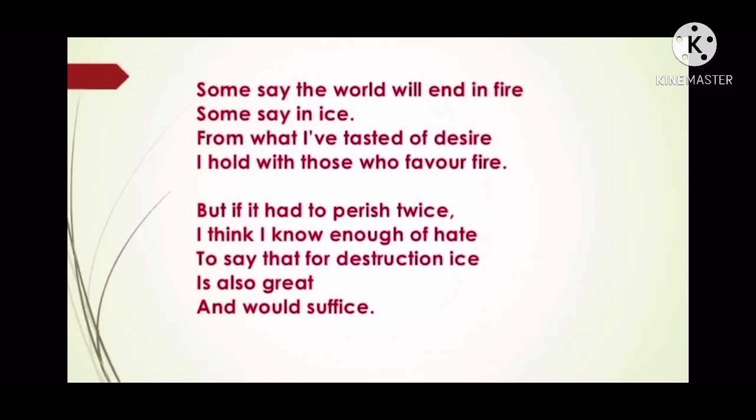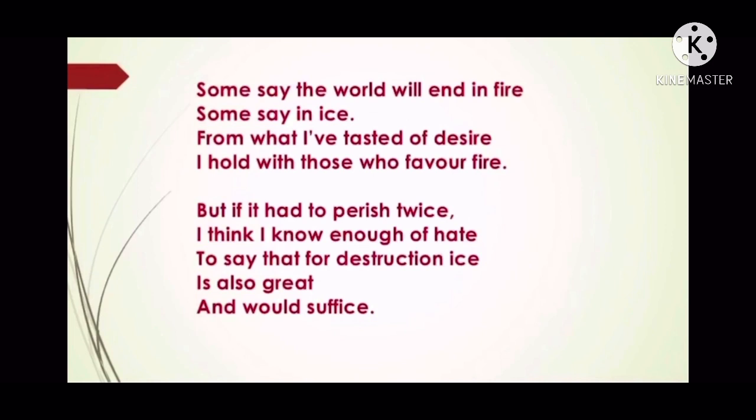In this poem, the poet has discussed the 2 theories behind the earth's destruction. How will the earth end? Either with fire or ice. So here we start. Some say the world will end in fire. Some say in ice. So according to the poet, some people believe that the earth will end in fire. Here fire means excessive heat, the temperature of the earth's core will increase too high, then everything will be burned because fire has the intense power to destroy things rapidly.